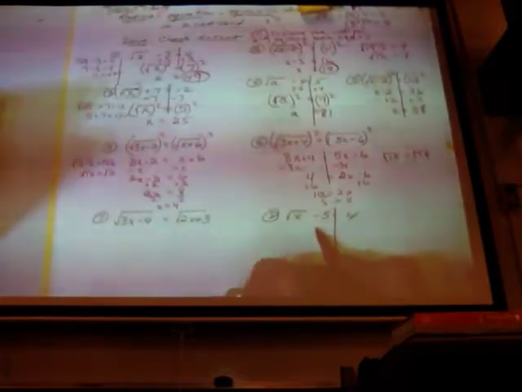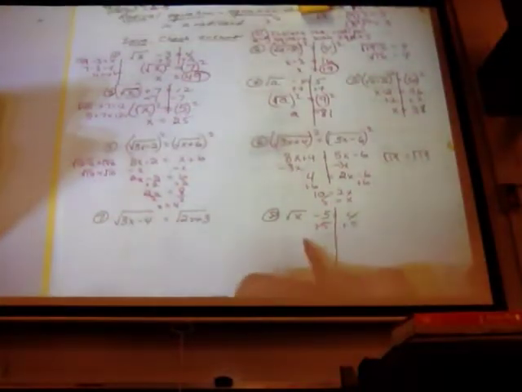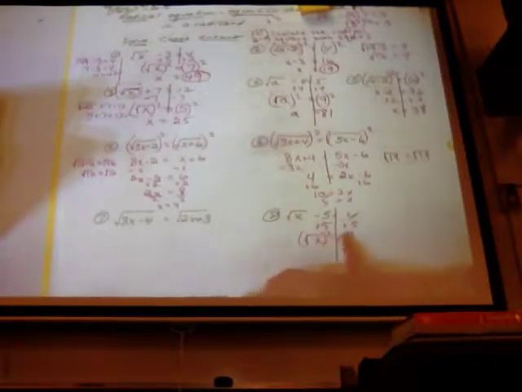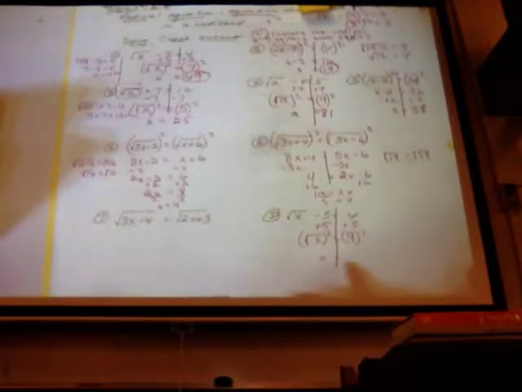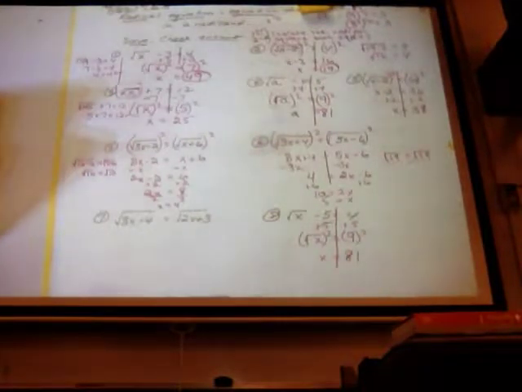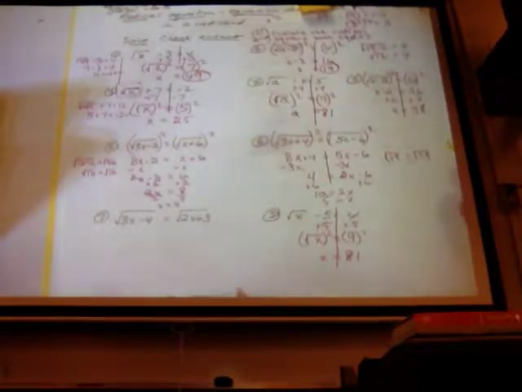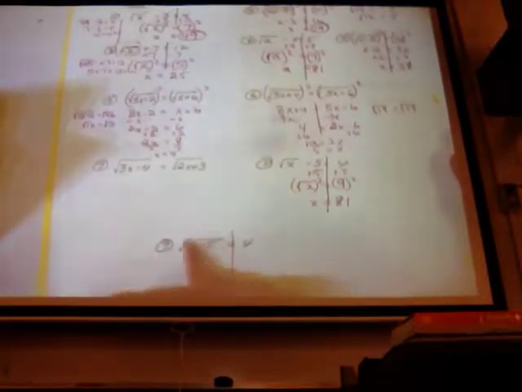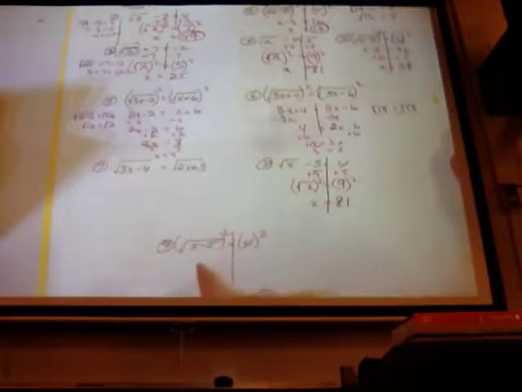Okay, Eric, on number 8, what would you do first? Add 5. Have to isolate it. You have radical x equals 9. Then what do you do? Square both sides, and what's your answer? Very good. Okay, Max, what would you do on number 9? You would first square both sides, and then you would add 5. Okay, so I think we have that down.